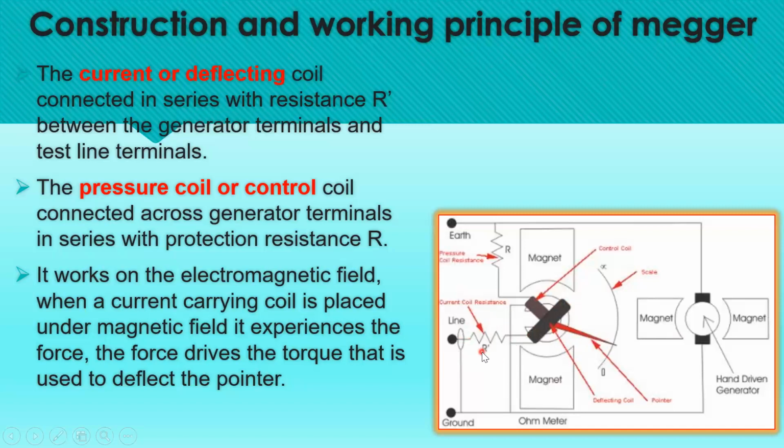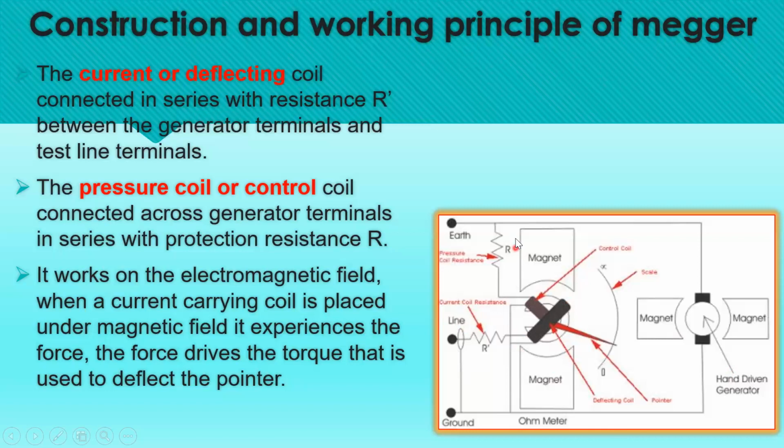Normally the current coil will be connected in series to the generator. Normally we connect the current coil in series and the voltage coil in parallel. So the same thing they have done here. The current coil is connected in series to the generator, and this is also called the deflecting coil.